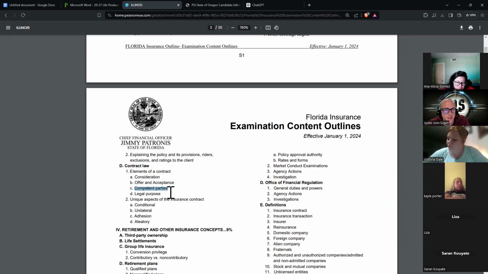Competent parties. Competent parties is just: are they of legal age? Are they under the influence of alcohol or drugs? And are they in a mental state where they can actually make a decision? There are a few features of competent parties, but essentially, are they old enough and of sound mind to make a decision? Legal purpose: you can't have a contract on something that's illegal. If it's a contract to kill somebody, obviously that's not an okay contract. The contract has to have a legal purpose.